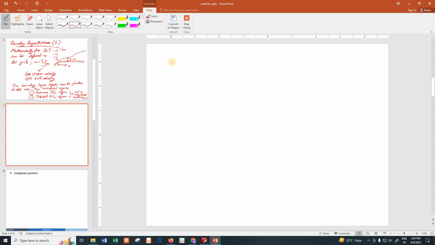So how do you distinguish them? By using the Reynolds number. The Reynolds number for a flat plate, Re_x, can be written as rho u infinity x over mu.